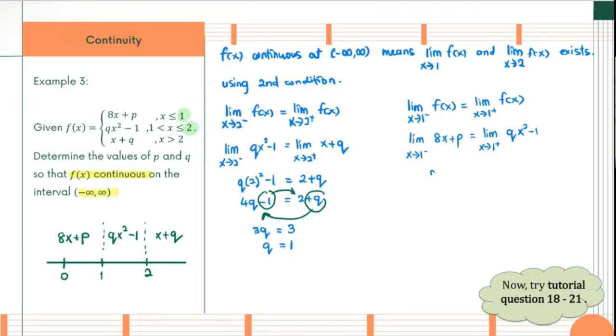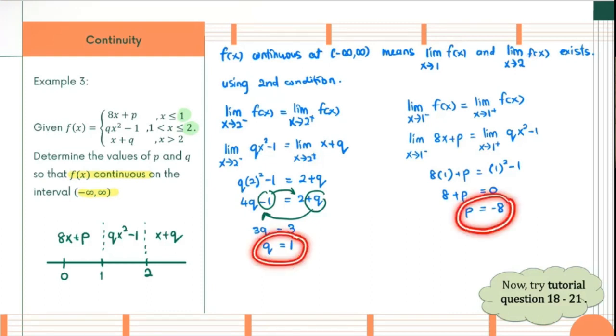So gantikan 8 darab 1 plus p equals to q tadi dah dapat 1 kan? So 1 squared minus 1 dapat kosong. 8 tambah P sama dengan kosong. So P is equals to negative 8. So dapat dah jawapan Q dan juga P. Okay. So inilah dia cara untuk gunakan dapatkan value P dengan Q bila dia continuous.